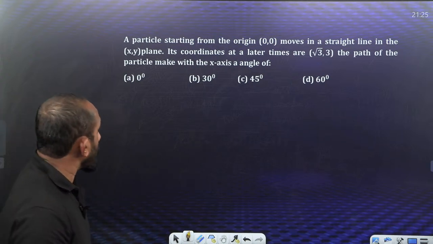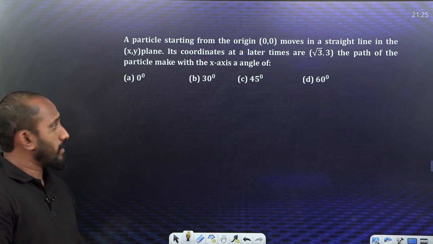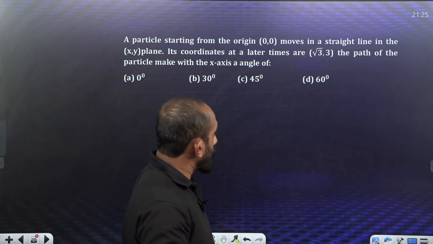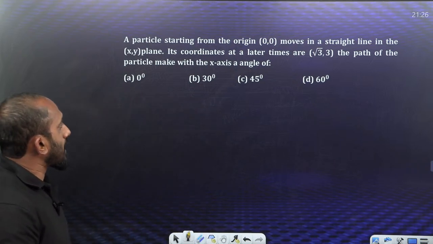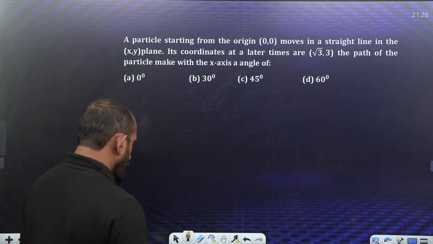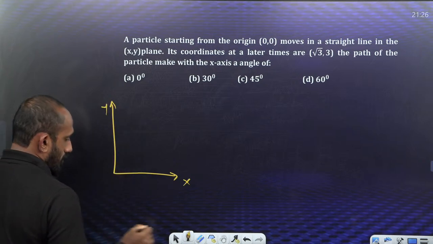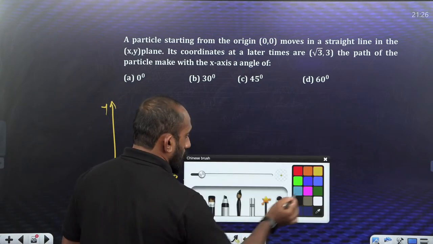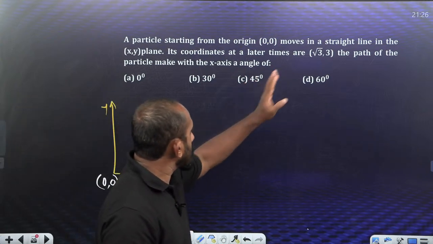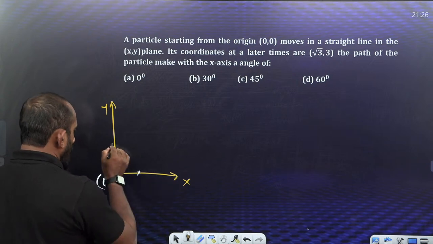A particle starting from the origin 0, 0 moves in a straight line in the xy plane. Its coordinates at a later time are root 3, 3. The path of the particle makes with the x-axis an angle of? It's actually a vector resolution concept. We can draw a coordinate system, x-axis here and y-axis there. The object starts from 0, 0. After some time, its position became root 3, 3. So root 3 along x-axis and 3 along y-axis.